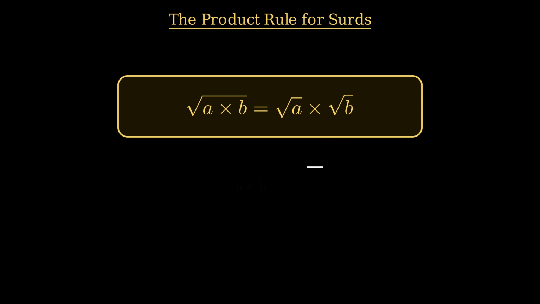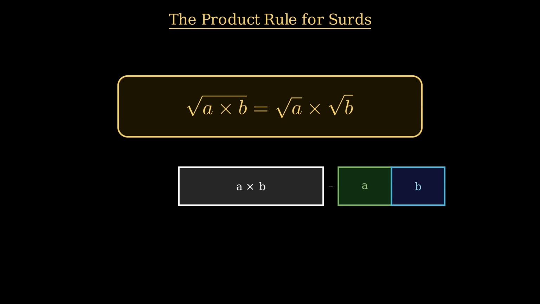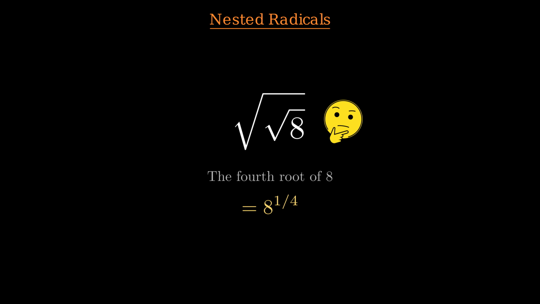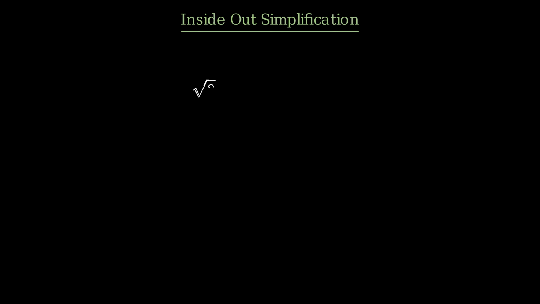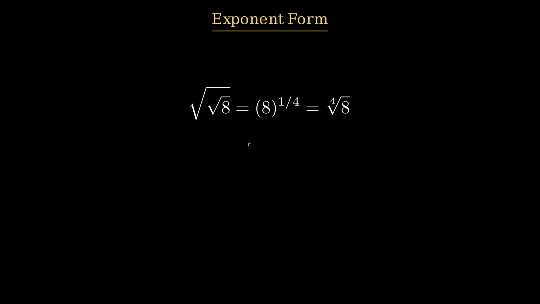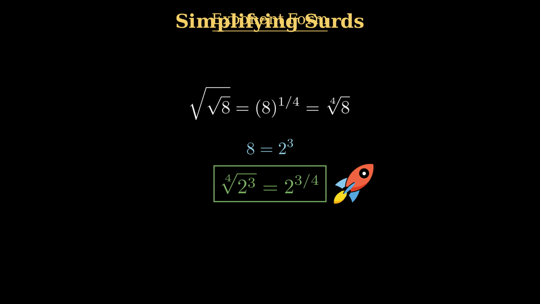The rule for splitting surds: root of a product equals the product of roots. Root a times b equals root a times root b. Let's look at nested radicals. Root of root 8. We can simplify this by working from the inside out. Root 8 is 2 root 2. Then we take the square root of 2 root 2. This can be rewritten using exponents: 8 to the power of 1/4, which is the fourth root of 8.